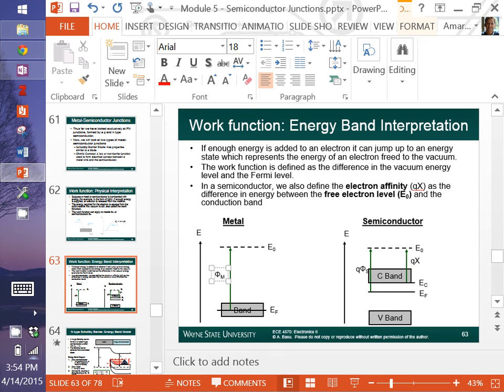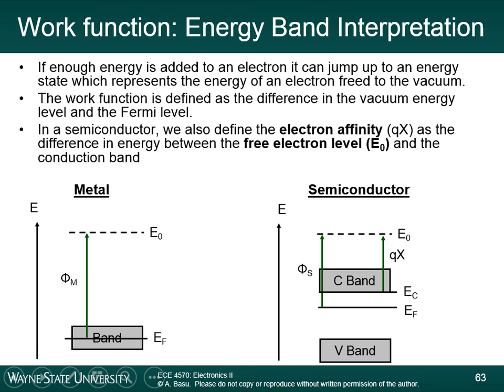Because phi m is given, the work function is given in terms of electron volts. If the electron gains an energy equal to phi m, it will go to the free electron level. At that point, it will be released from the material. That's called the photoelectric effect.